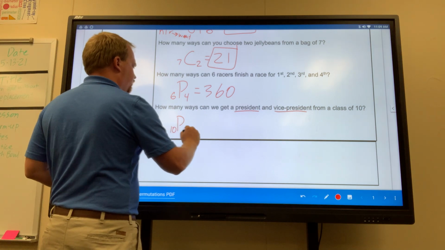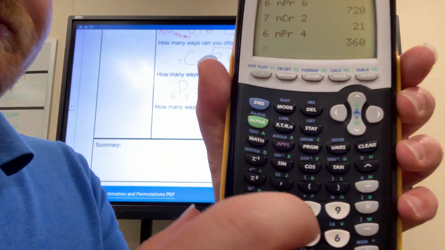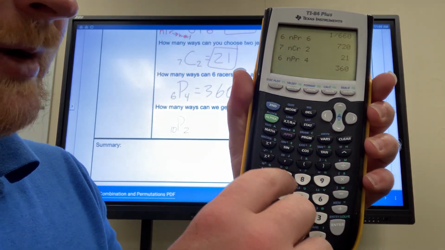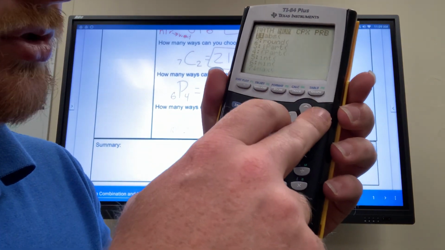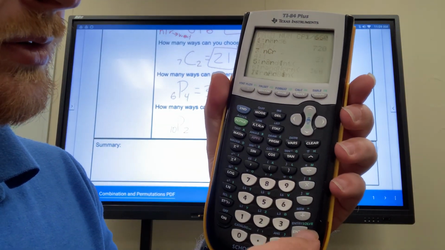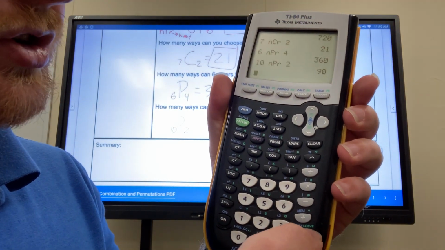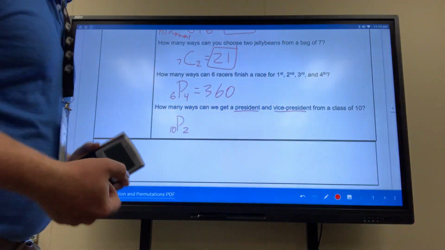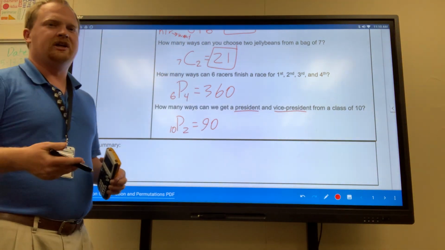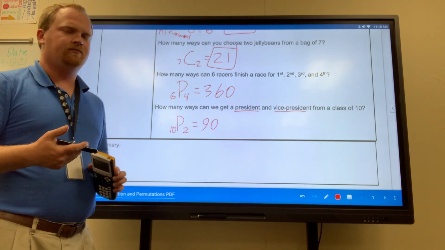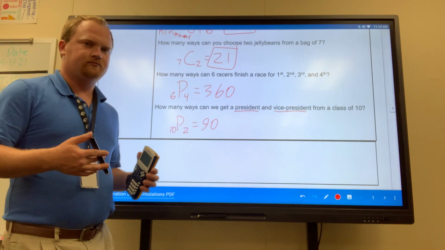It's a class of 10 with 2 spots. So again, I'm going to do 10 with the permutation, 2 spots for president and vice president. I press enter, and there's 90. So there are 90 different ways to fill the roles of president and vice president.